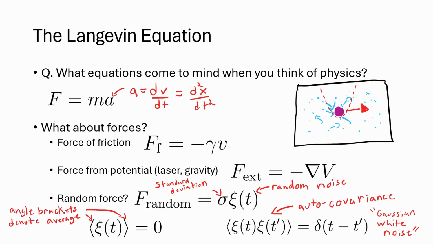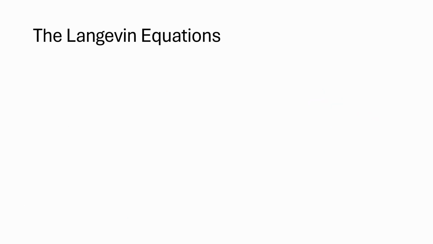It just has those two moments, and that's kind of the bell curve that you'd be familiar with. And it's white noise because it has equal probability at all frequencies, just like white light. Okay, and that's what defines this delta function correlation function. So we have F equals ma.